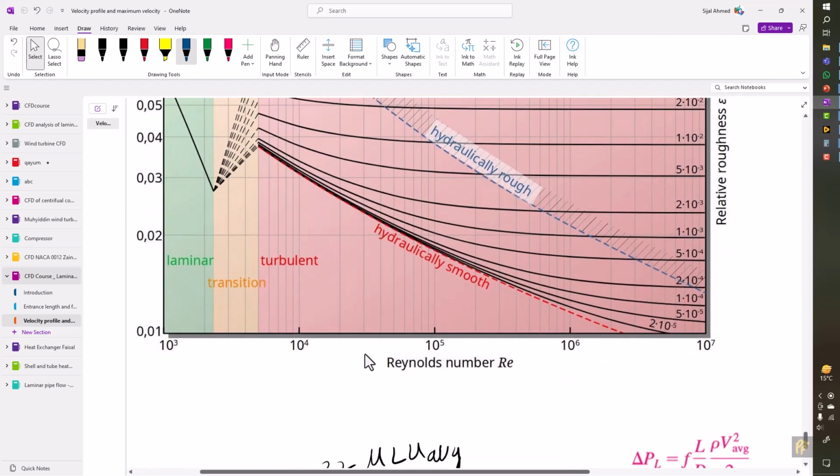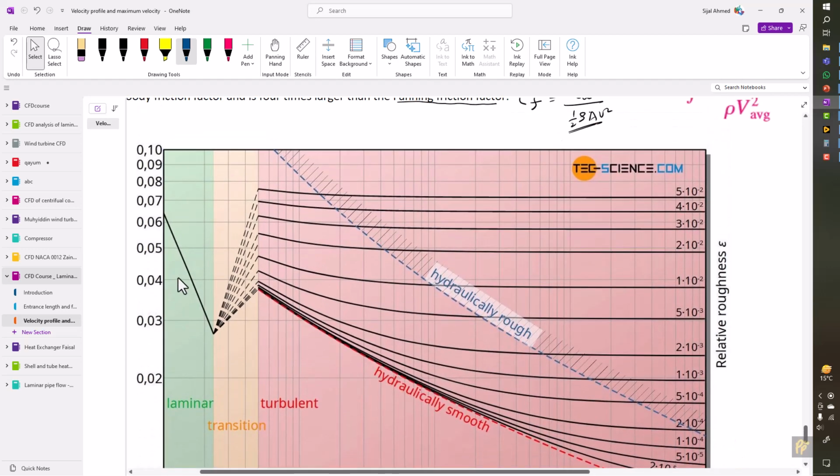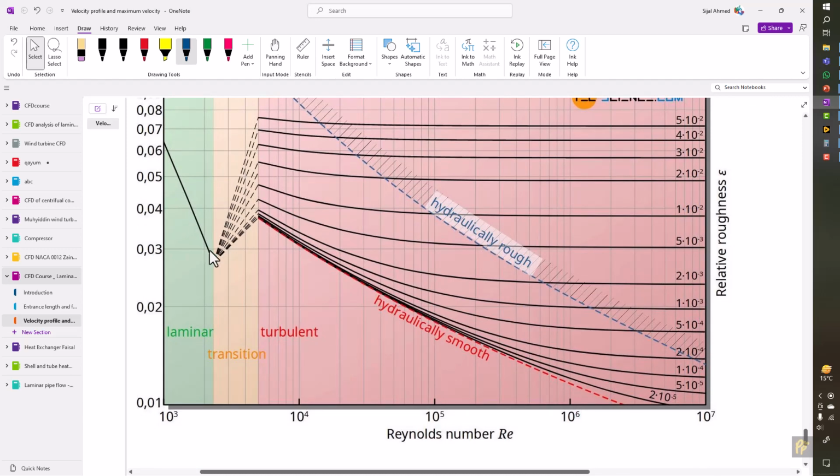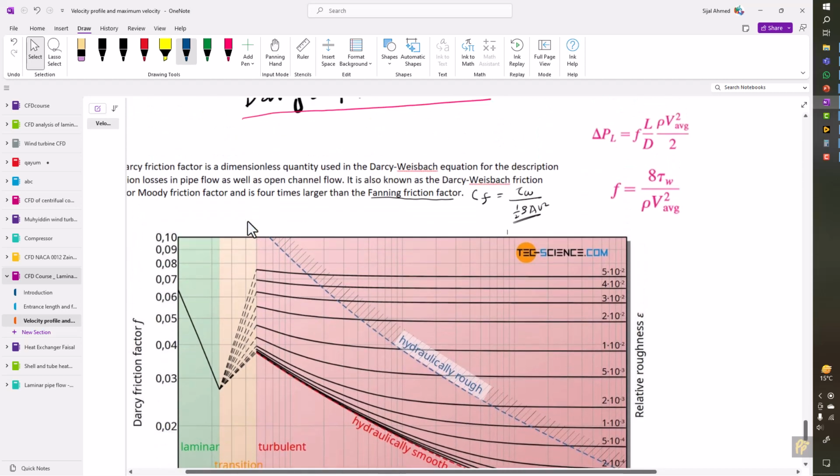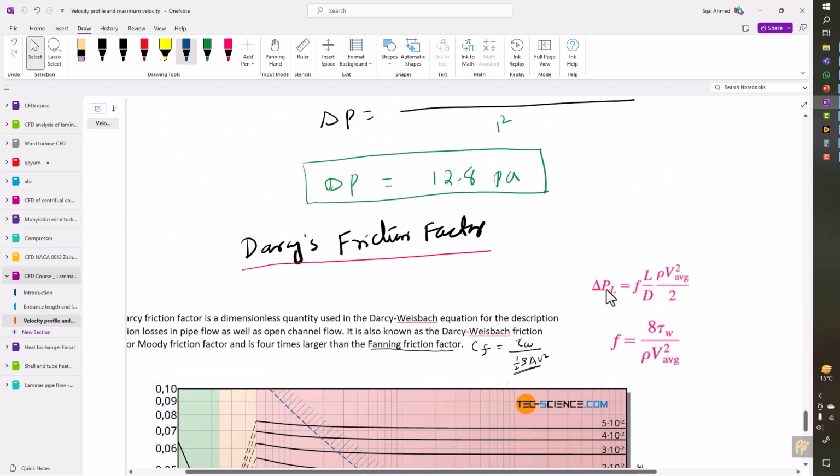Same thing you can also do in the case of laminar flow, but you don't require any roughness factor. And the slope here is 64 upon Reynolds number. I will discuss this later on. So right now we are talking about the formula of pressure loss in terms of friction factor, and also what the expression for the friction factor should be.